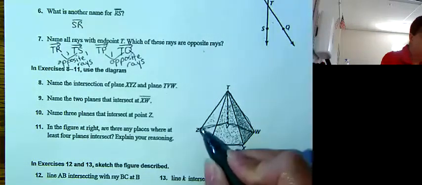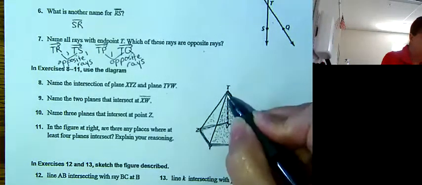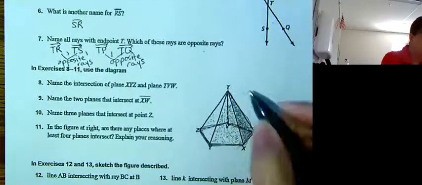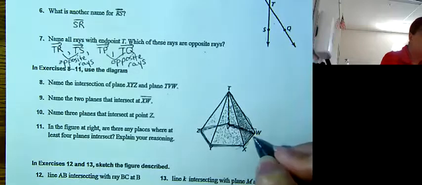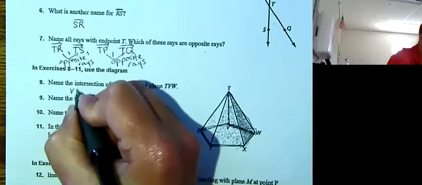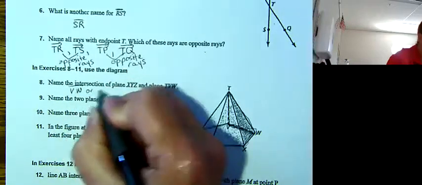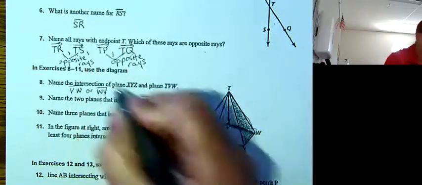So if we trace this bottom plane and we trace this one side, which is a triangle, they meet along this whole side. So anytime 2 planes meet, they typically meet at a segment, which in this case would be VW, or we could reverse it and say WV.